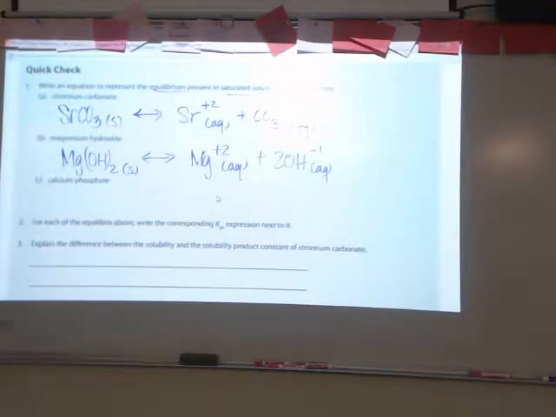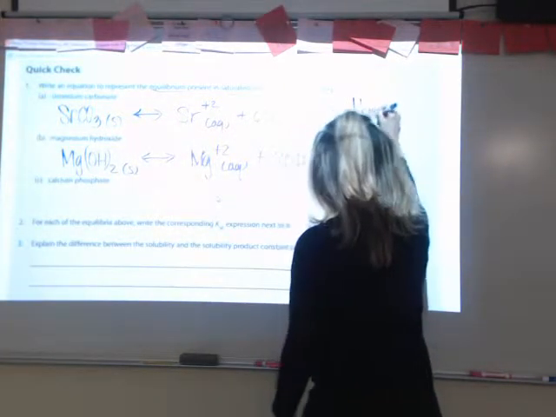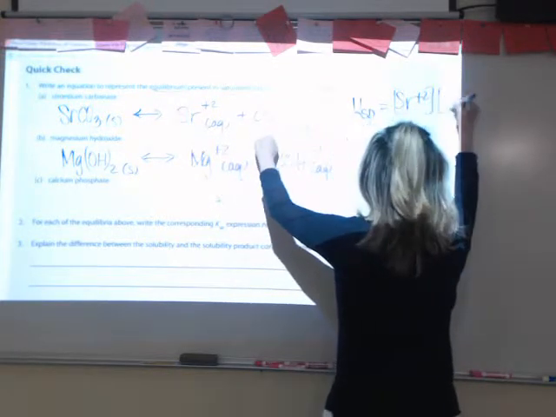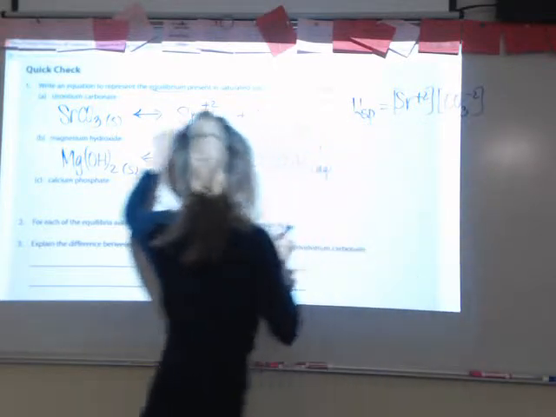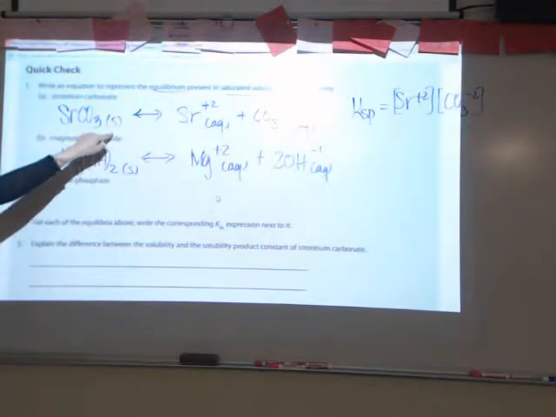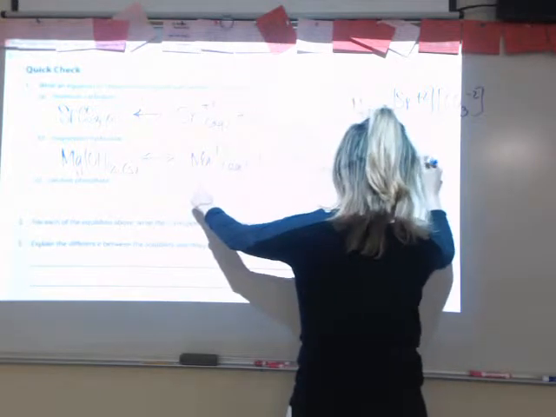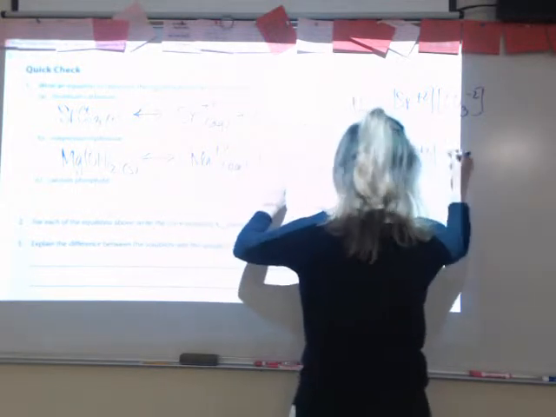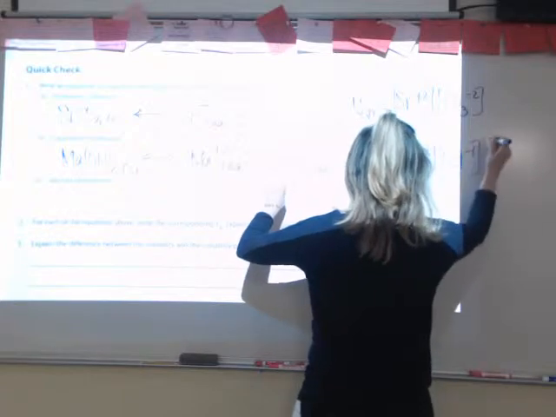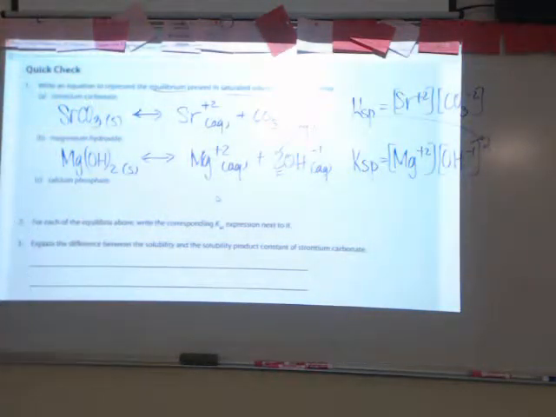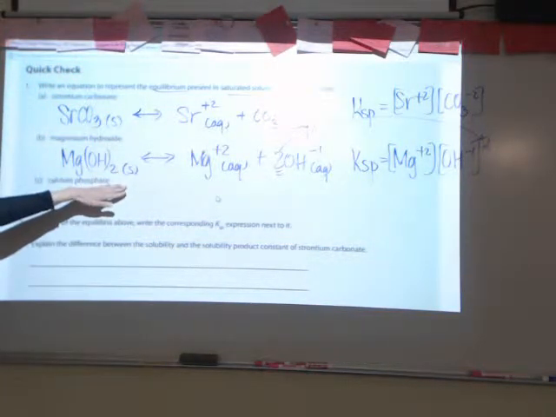Okay, we want to write the Ksp expressions for A and B. So here, this would be the concentration of strontium ions times the concentration of carbonate ions. And we will not include this solid, right? This is omitted. Solids and liquids are omitted. Here, the Ksp would be the magnesium ion concentration times the OH minus concentration raised to the second power because you had a coefficient of 2 there. The coefficients become exponents, and we would exclude this solid. Okay.